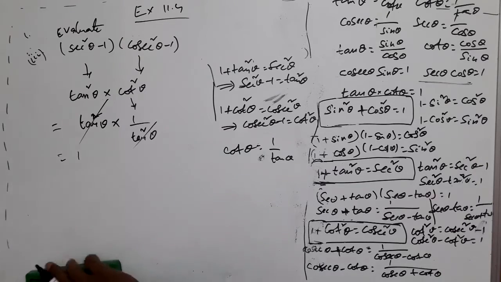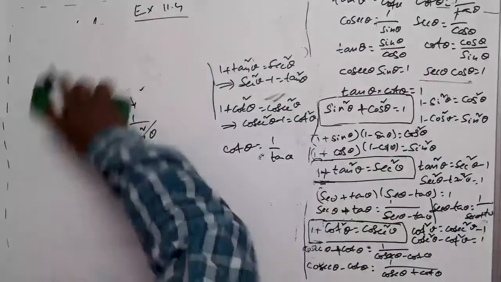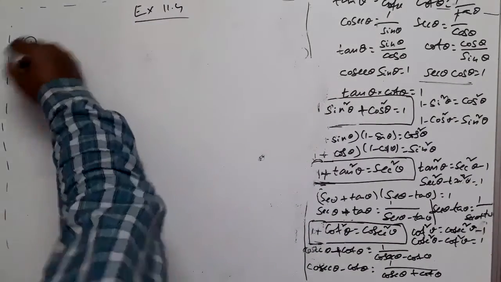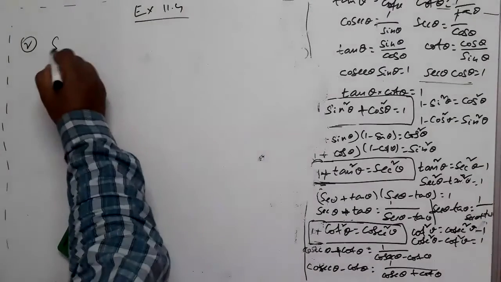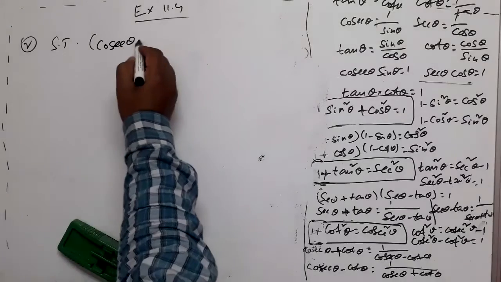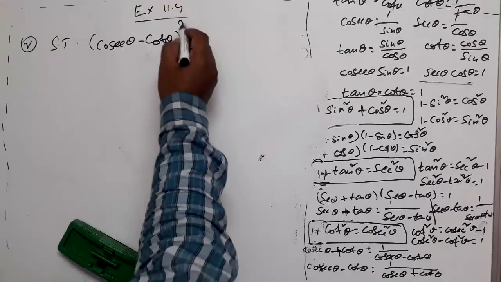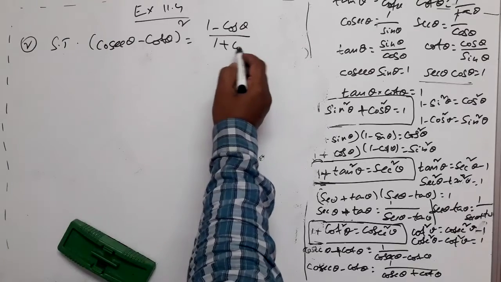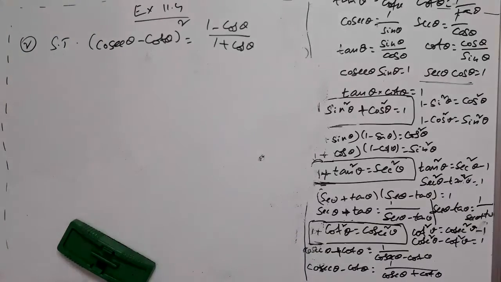Yes, let us proceed to the next question, question number 2. Show that cosecant theta minus cot theta whole square is equal to 1 minus cos theta by 1 plus cos theta. That is the question. You are supposed to show this. All these remaining questions are like this only. Show that, show that, show that.